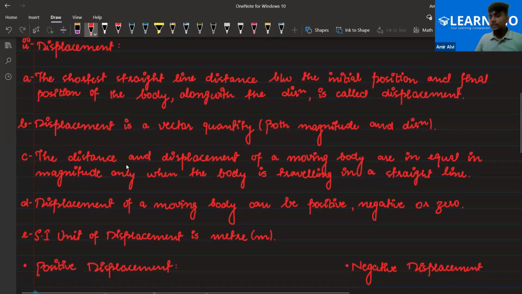As I've told you, the distance and displacement of a moving body are equal in magnitude only when the body is traveling in a straight line. And displacement of a moving body can be positive, negative, or zero. Please note it down and let me know. After that, we'll study positive displacement and negative displacement.